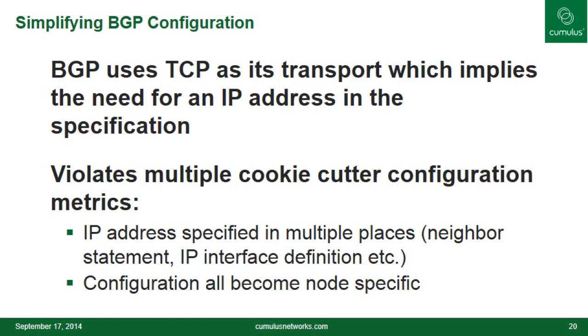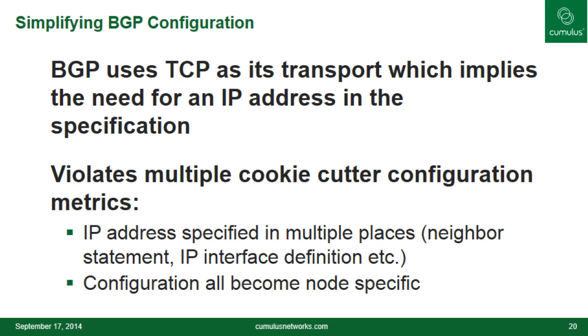Going on, we said OSPF is simplified, but you talk about BGP and you say all the large-scale operators work well with BGP. Is BGP actually that much simpler? Isn't BGP more complicated to automate? And why is that? The first problem is BGP uses TCP as a transport, which implies the need for an IP address in the specification. That means I have to have node-specific information in my configuration. The second is, like I said, it violates the cookie-cutter configuration metrics.